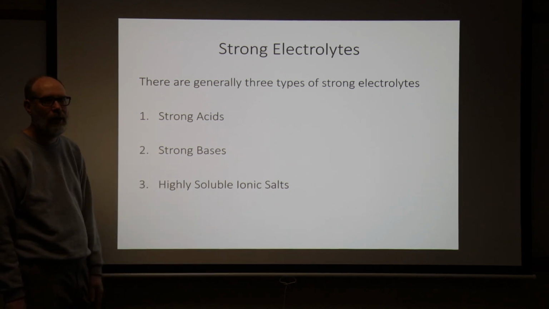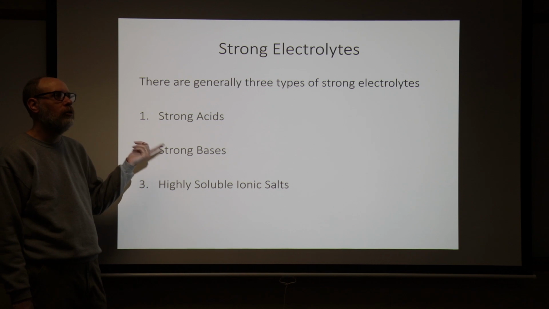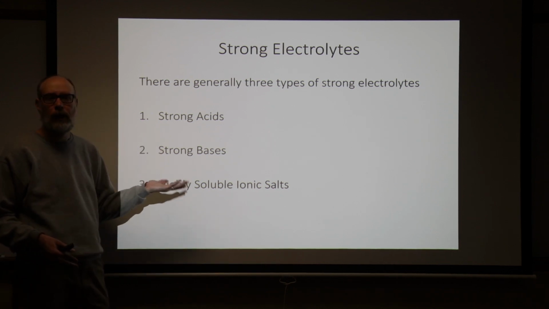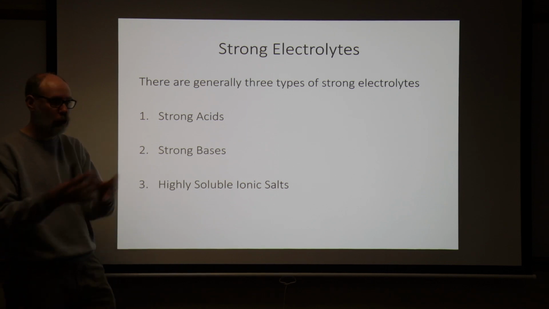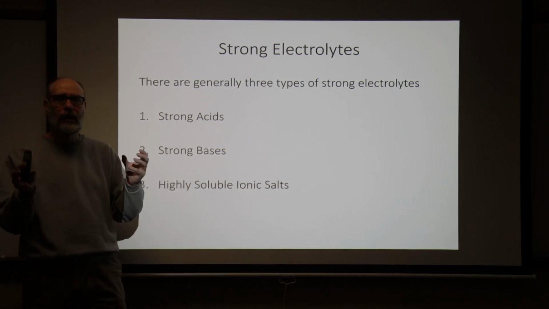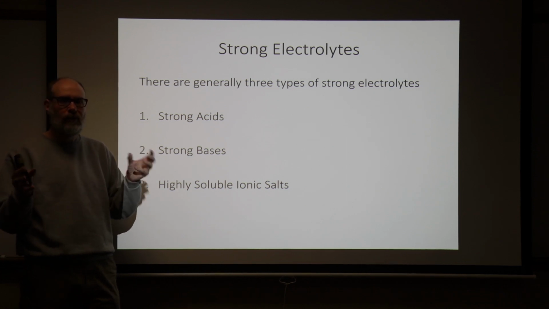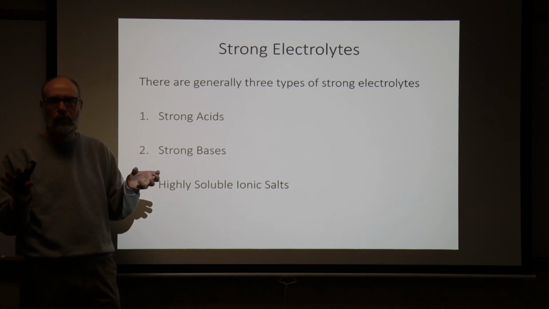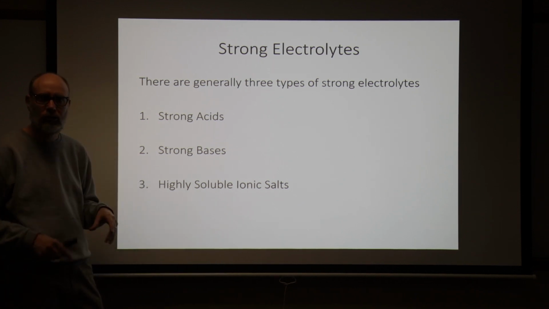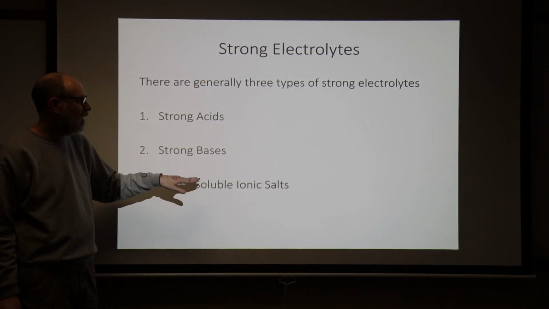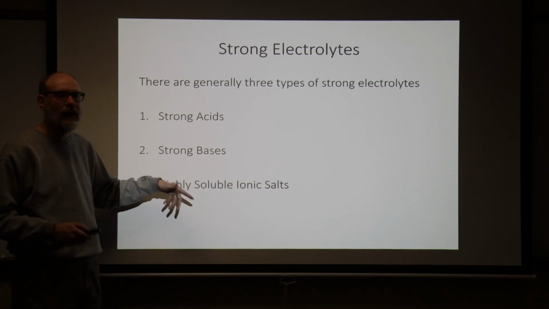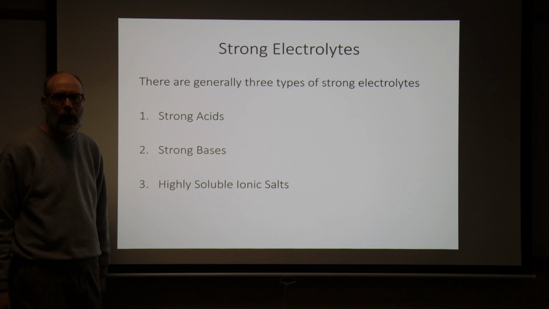The other thing that we haven't really talked about explicitly, but we thought about, is the idea of a highly soluble ionic salt. So if we drop sodium chloride in water, it dissolves to produce the cation and the anion, the positively charged sodium ion and the negatively charged chloride ion, and that conducts the electricity. It's a strong electrolyte because it's so incredibly soluble. It's a highly soluble ionic salt, an ionic compound.